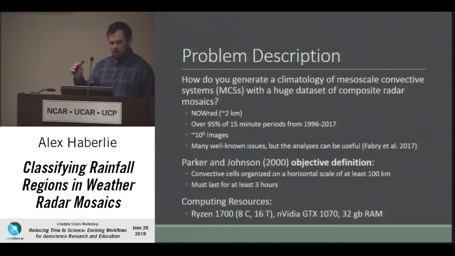So the first problem is that we have a very large data set of radar images. These are a NOWRAD data set at about 2 kilometers, and for every 15-minute period we have about 95 to 98% of those data available, so on the scale of 1 million images. And if you're trying to go through and identify if there's a mesoscale convective system at this time period, it's going to take a really, really long time. So hopefully there's a better way to do that.